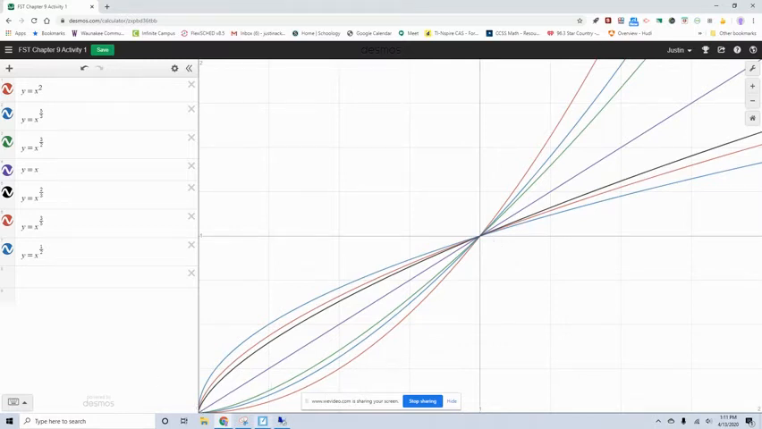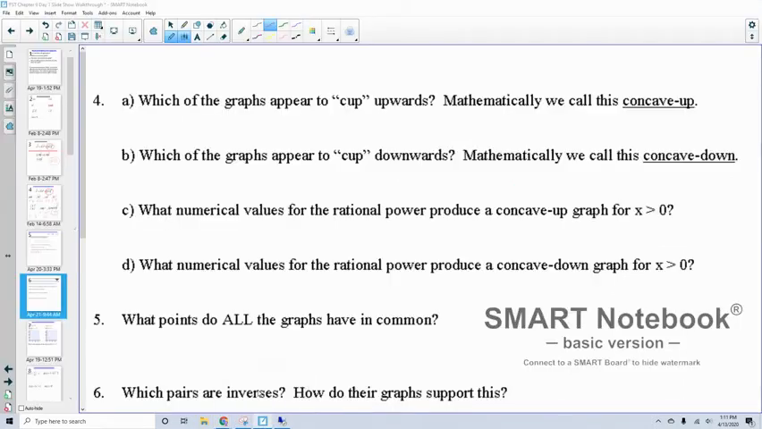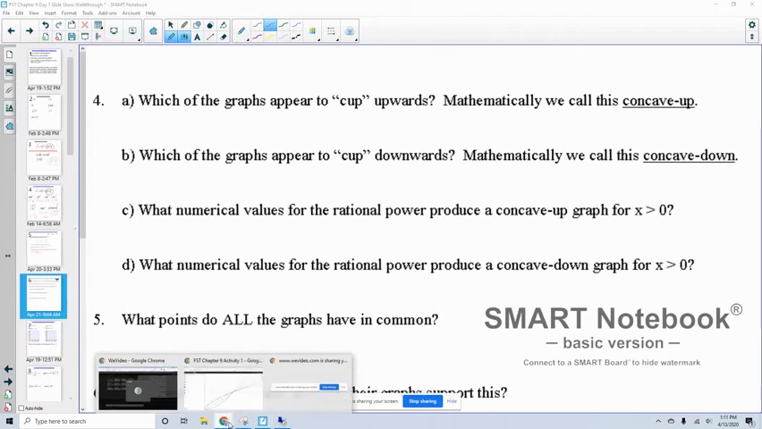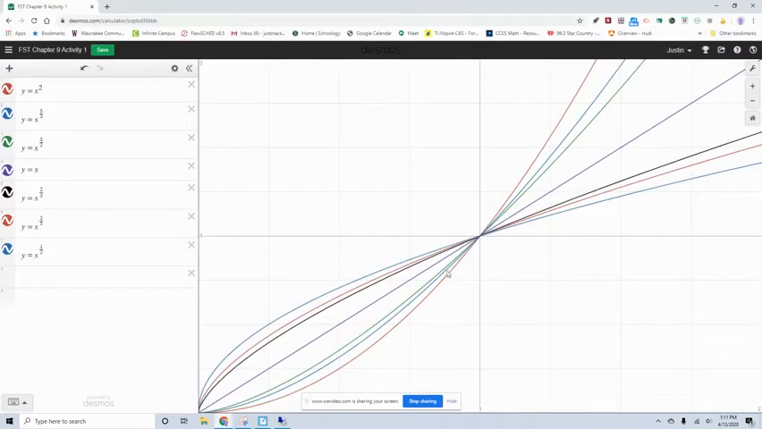We're going to see if we can answer some questions back on here to see if we can summarize those. So which of the graphs appear to cup upwards? Mathematically, that's concave up. So the ones that went like this. So that's cup upwards. So those would be our first 3. Y sub 1, y sub 2, and y sub 3.